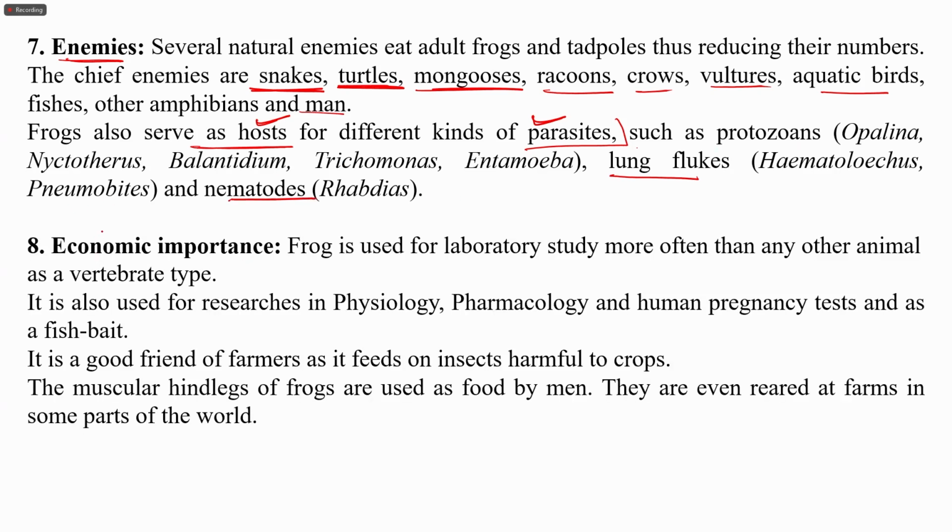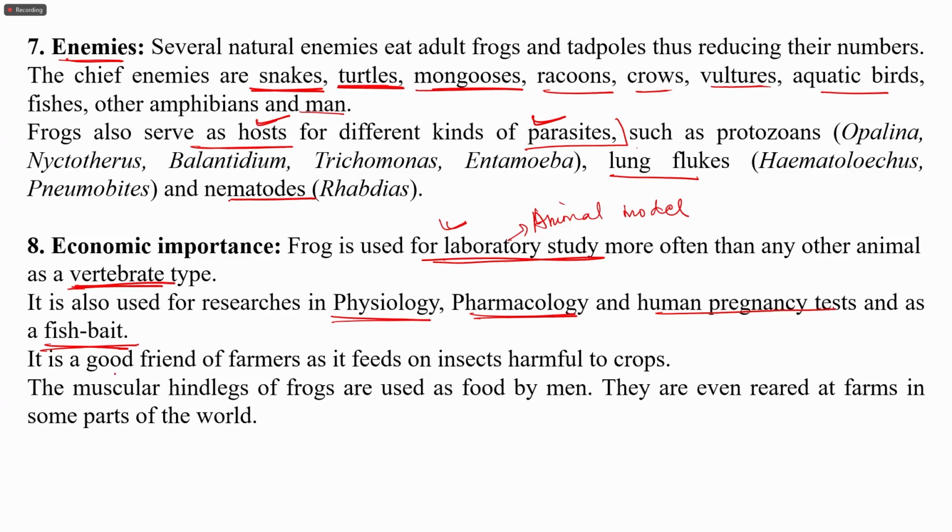Frog is highly economically important in certain situations. Firstly, it is used for laboratory studies, acting as an animal model to understand various processes, usually as a vertebrate type. It is also used for research in physiology, pharmacology, and human pregnancy tests, and as fish bait. In order to catch fish, we usually use the frog.